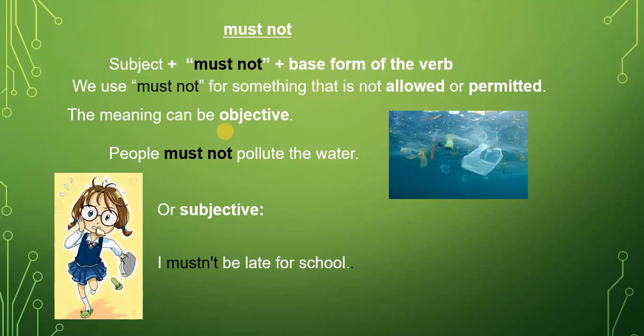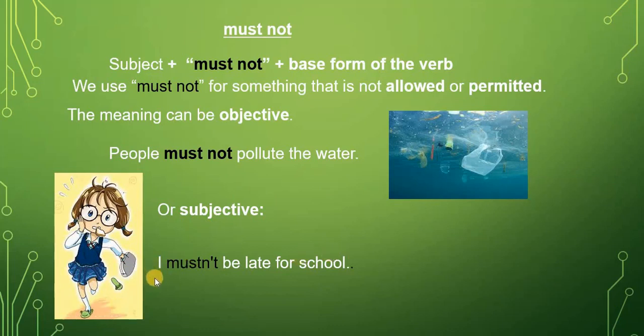So let's look at an example of external obligation. People must not pollute the water. So this is objective because the rule is external. People must not dirty the water or throw away any garbage into the water. It's prohibited or not allowed. The meaning can also be subjective. We can also use a structure for a more subjective or internal obligation.